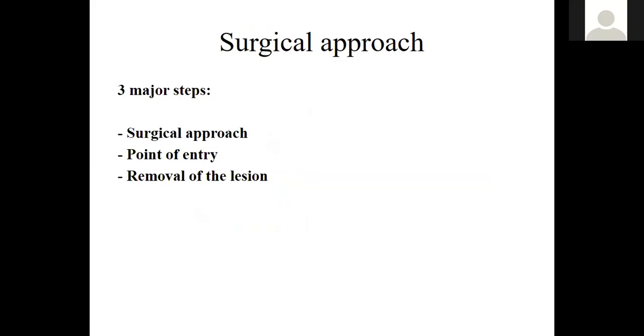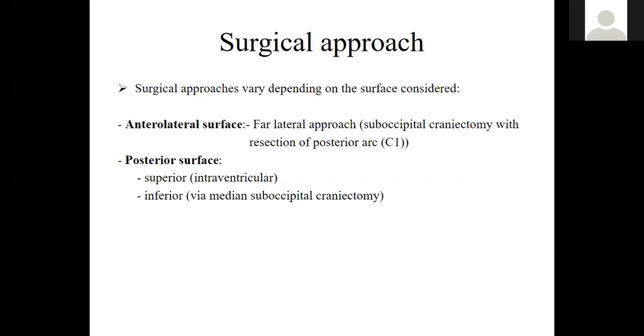Which are the safe points of entry? And how do we proceed to remove the lesion? Because the medulla oblongata, as we said, as part of the brainstem, has these vital functions linked to the autonomous nervous system, be it the vasomotor functions, respiratory functions. So access to this neurological structure is always very delicate, as it sometimes entails separation of some crucial white matter fibers present in the medulla oblongata. So most often the surgical approaches vary depending on the surface considered.